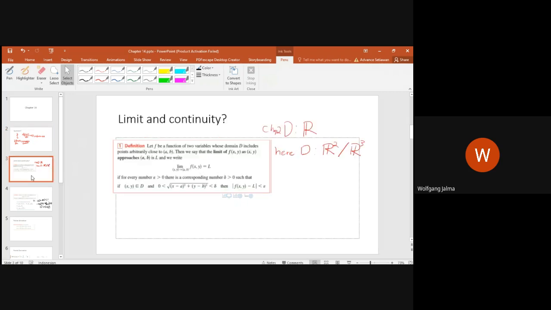The third slide is the definition of limit. So basically, it's the same as chapter 2, but we do it in multiple dimensions. I think that's it. Is it okay? Okay, good.